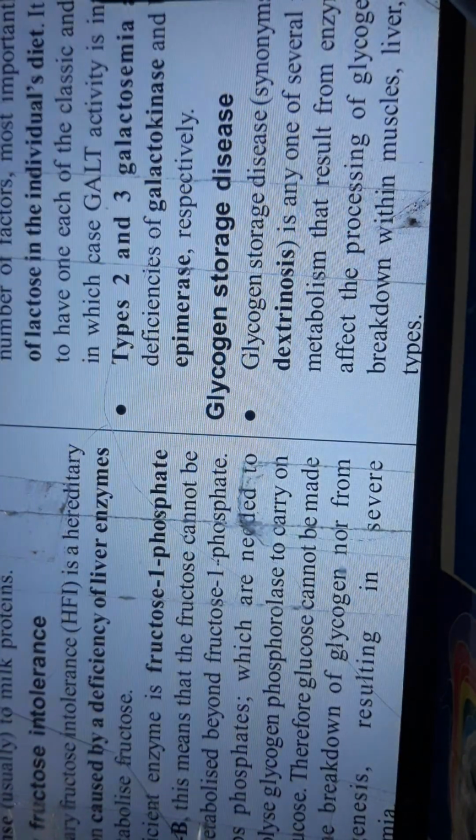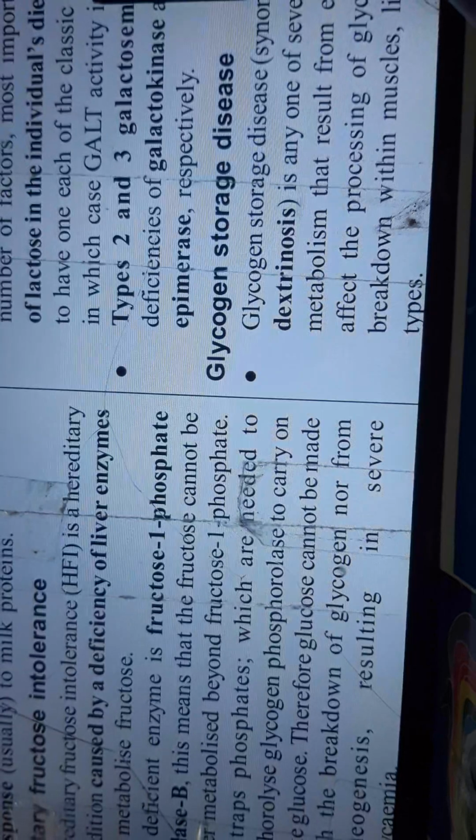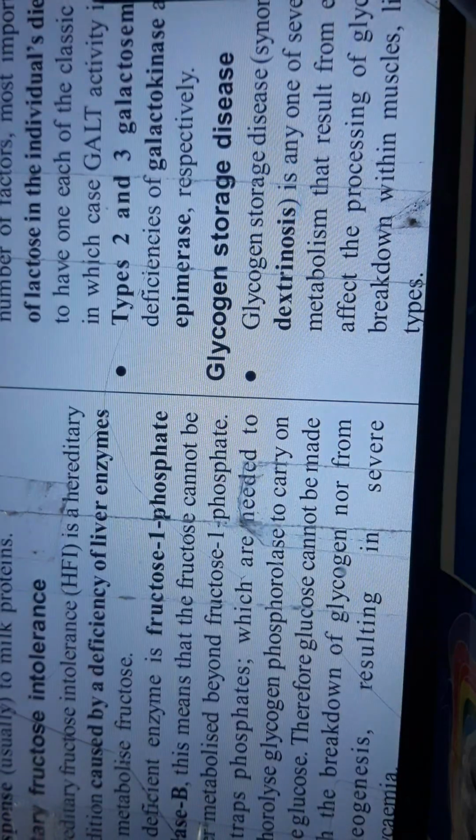Hereditary fructose intolerance. This is a repetition of yesterday, but then I'm just going through it again so that you get to know the disorders. Hereditary fructose intolerance, or HFI, is a hereditary condition caused by a deficiency of liver enzymes that metabolize fructose.